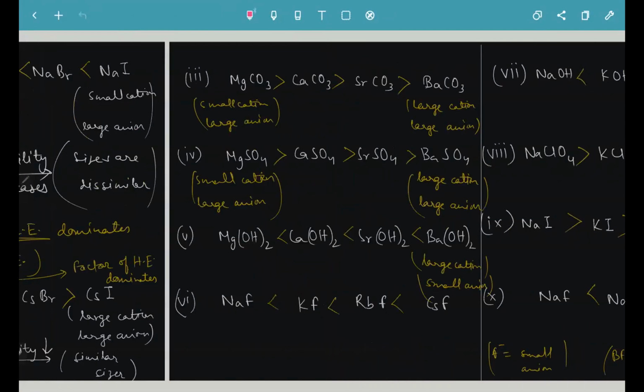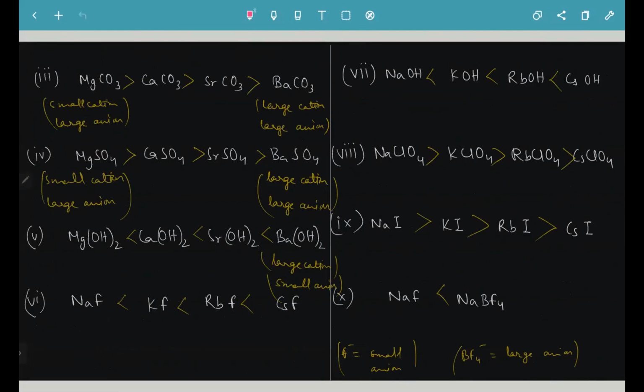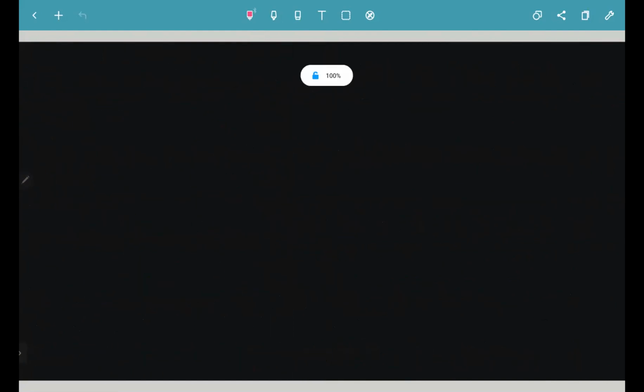Solubility of ionic compounds and its examples we did last time. Okay, let us continue beyond that. It is chemical bonding, lecture 3.